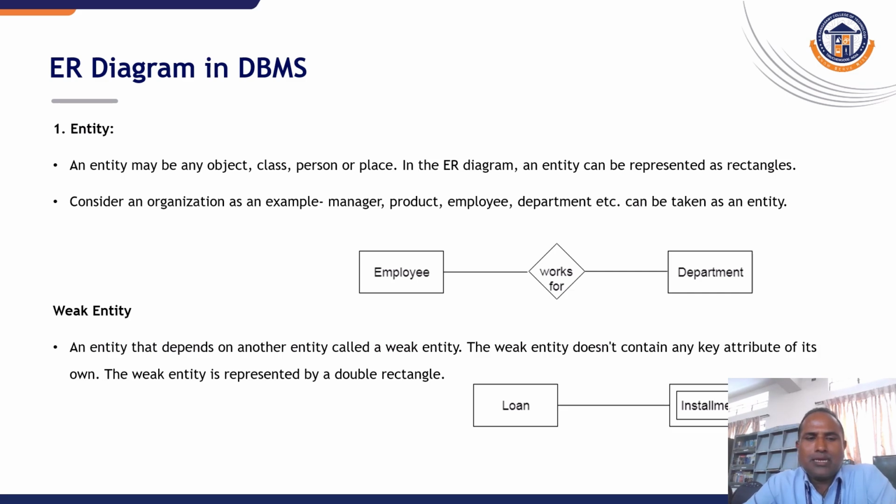What is a weak entity? If one entity depends on another entity, then that entity is called a weak entity. For example, in this case, we have two entities, loan and installment. Installment depends on loan. Based upon the loan or loan type, we can pay our installment.